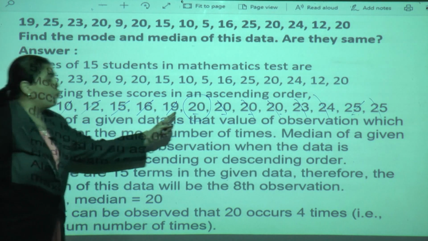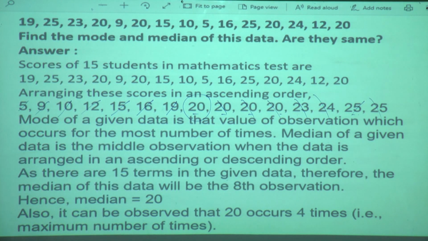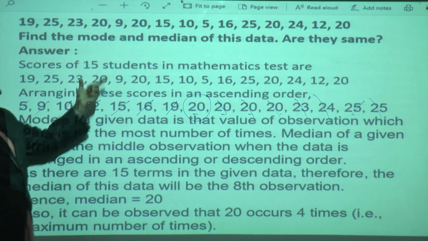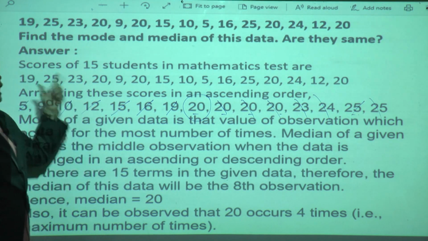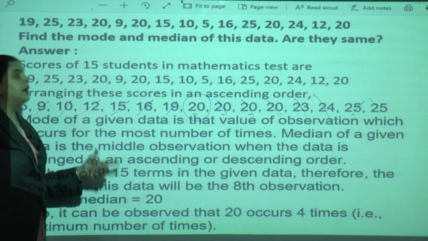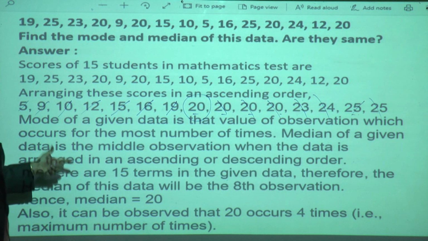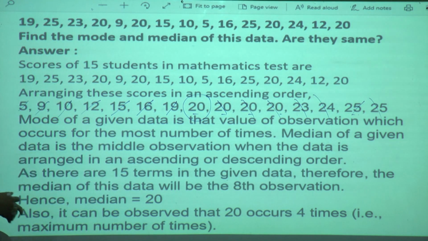Which is our median? What is our number? It is 20. So we can say 20 is our median. And what is mode? By arranging in ascending order, the number which is repeated the maximum number of times is nothing but mode, or in short, the highest frequency is nothing but the mode. So in this way we can find out one by one what the mode and median are.